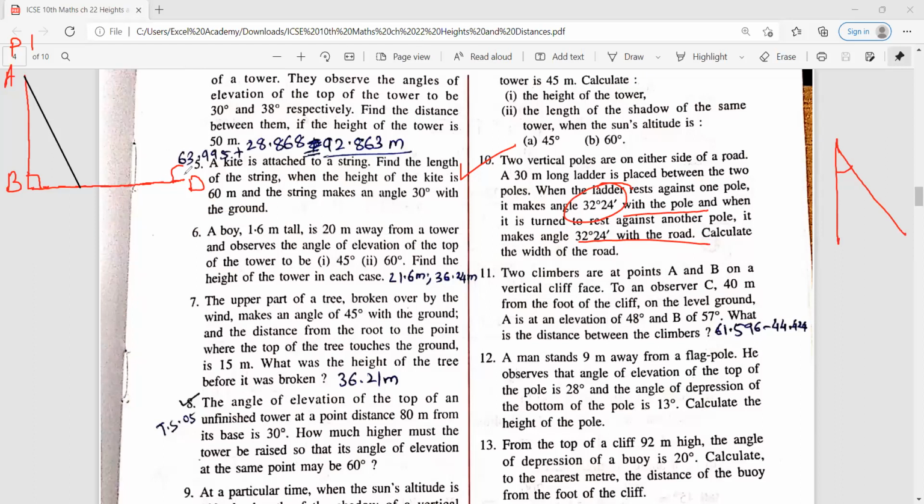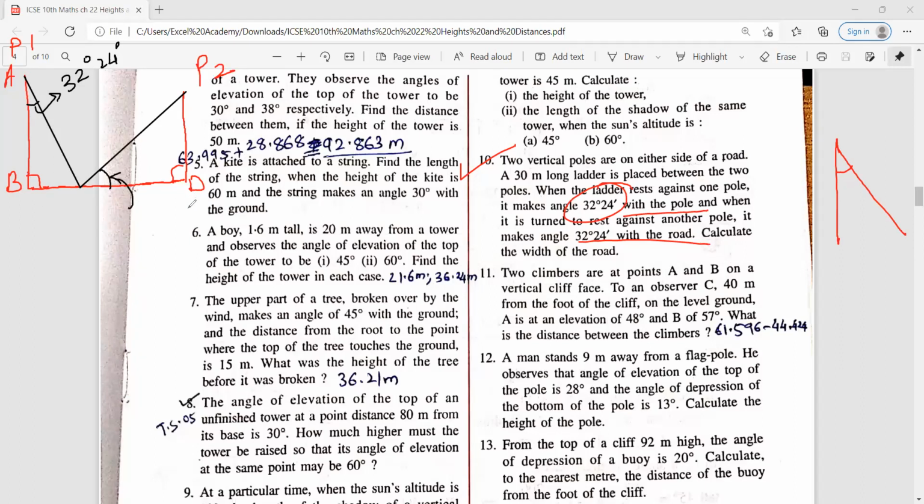सेकंड अँगल ऑफ एलिव्हेशन आहे. तर हा असा आहे अँगल. तर हा पोल P2 आहे तो छोटा आहे. So when you raise this ladder here, okay, so in the first case this is 32 degrees 24 minutes. Do you understand? Angle between the pole and the ladder म्हणले त्यांनी. And when you rest it with the another pole, this is the angle which is 32 degrees.